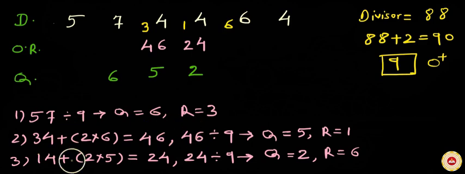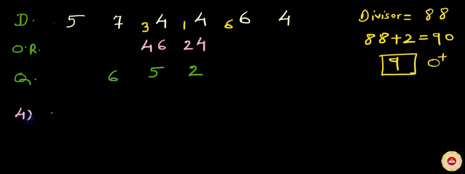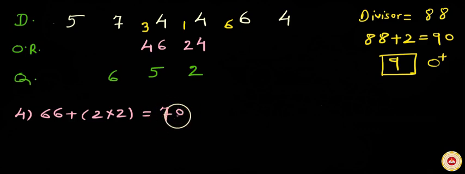So friends, write these 3 steps by pausing the video. Okay. Now step number 4. 66 plus 2 times the last quotient digit, which is 66 plus 4, is 70. Now write this 70 below 66.